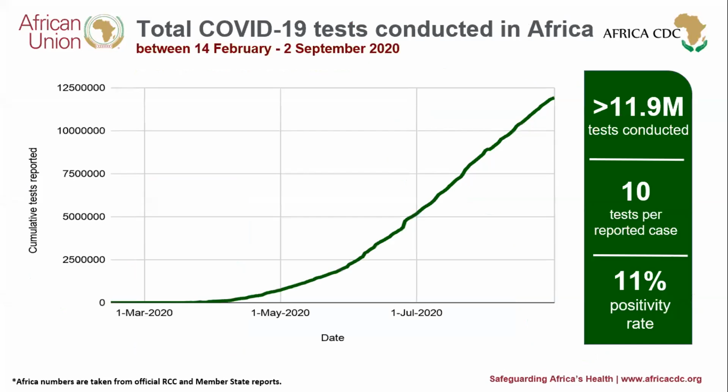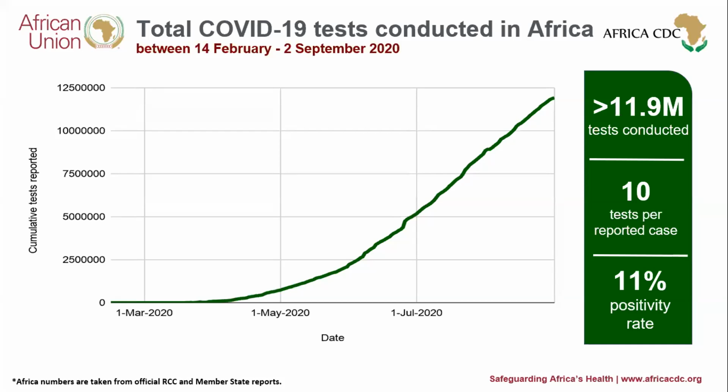Okay, so then finally on the updates, this slide just shows the cumulative number of COVID-19 testing in Africa. As of today, close to about 12 million tests have been conducted on the continent with a positivity rate of about 11%. The test per case ratio for the continent currently stands at 10%. As we know, the recommended test per case ratio is about 10 to 30. So this just shows how countries are conducting their tests.